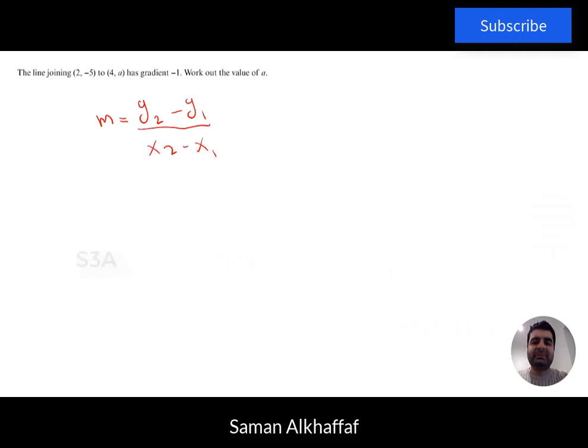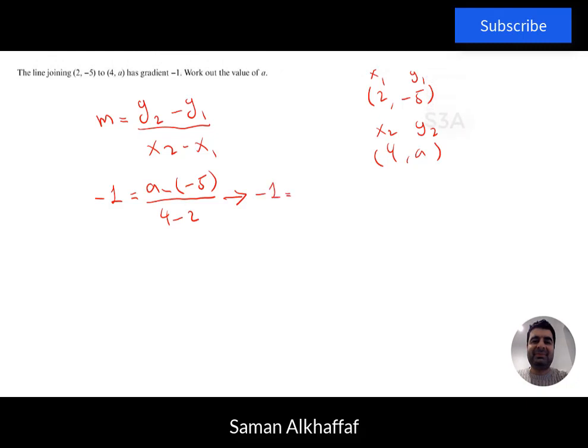We have 2 and -5, so they represent x1, y1, and we have 4 and a, so they represent x2 and y2. We know the gradient is -1, so we write -1 equals y2, which is a, minus -5, over x2 minus x1, so that would be 4 take away 2, giving us -1 equals a plus 5 over 2.